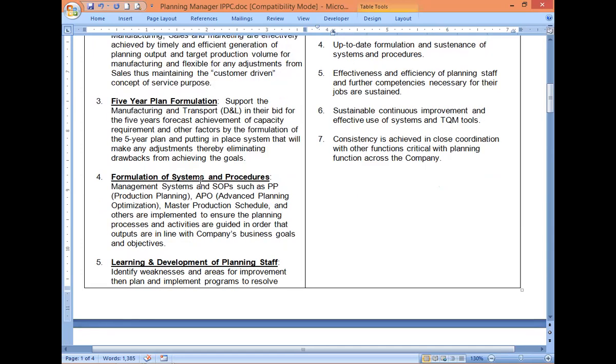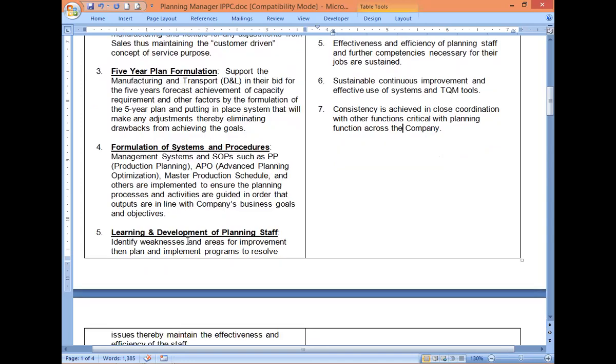Number 4, formulation of systems and procedure. Very important, this one. You don't neglect this AOR. Management system SOPs such as PP, APO, master planning, production schedule, and others are implemented to ensure the planning processes and activities are guided in order that outputs are in line with the company's business goals and objectives.